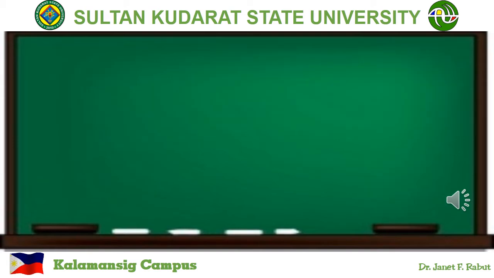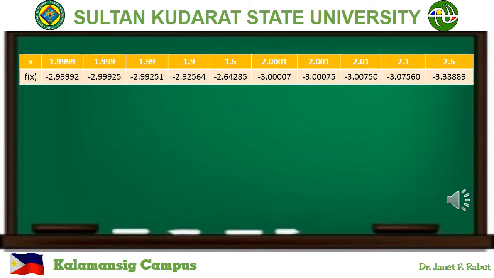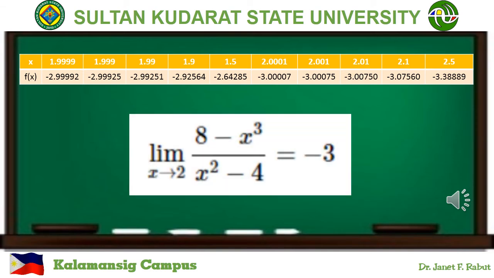So as you can see, the limits from the left of a and the limits from the right of a are almost the same. If we are going to round off each value of f(x), we will get negative 3. In other words, our limit exists. That is, the limit of (8 - x^3) / (x^2 - 4) as x approaches 2 is equal to negative 3.